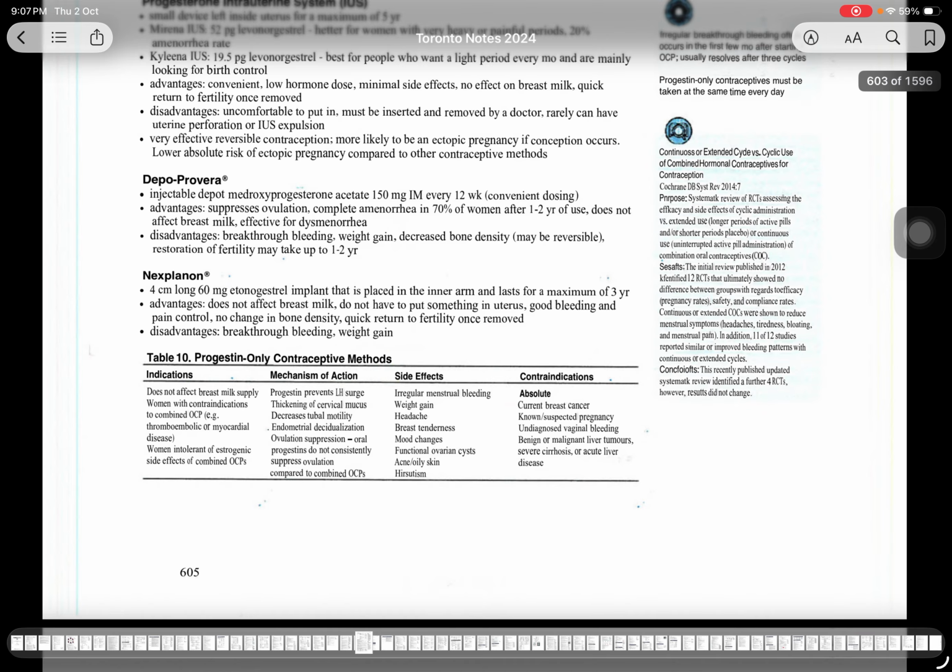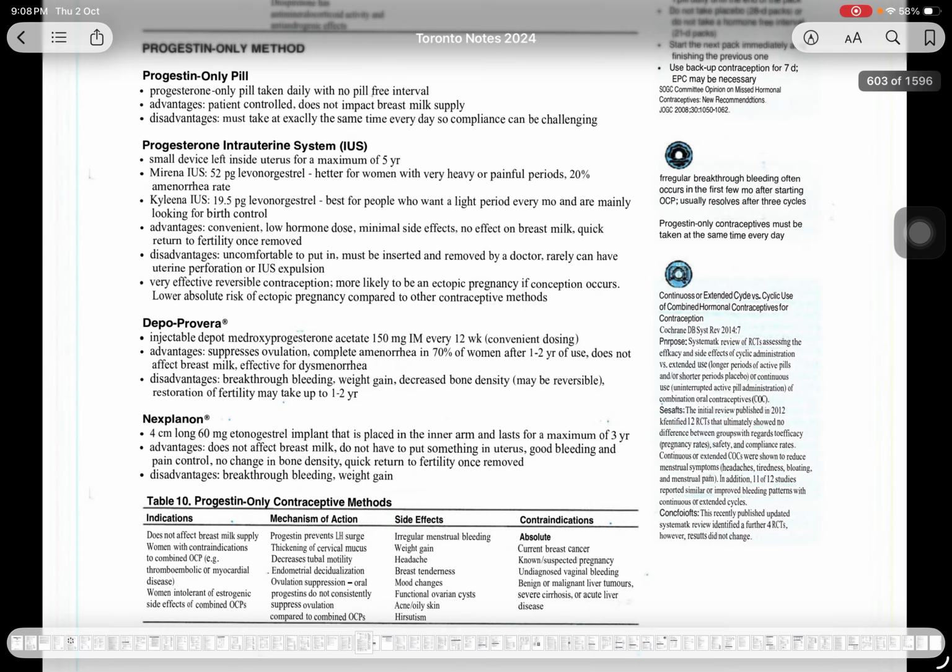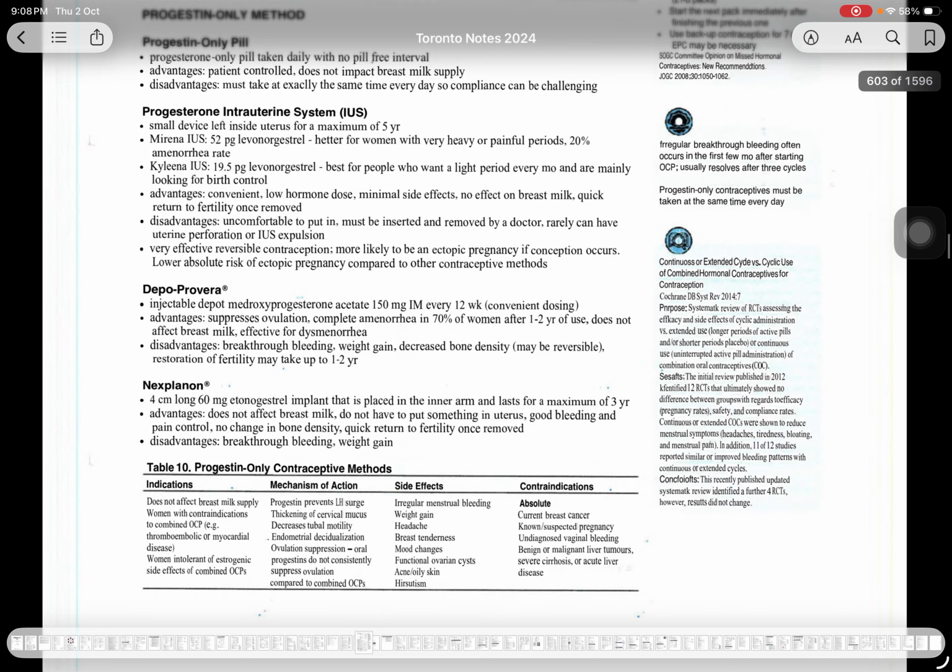few months after starting OCPs, obviously because it's hormonal, and usually resolves after 3 cycles. So a 3-month follow-up is scheduled because after 3 months this usually resolves. Progesterone-only contraception must be taken at the same time every day. One thing to remember about progesterone-only is that it is very good for patients in their postpartum phase who are lactating, because it does not affect breast milk production, whereas estrogen does.